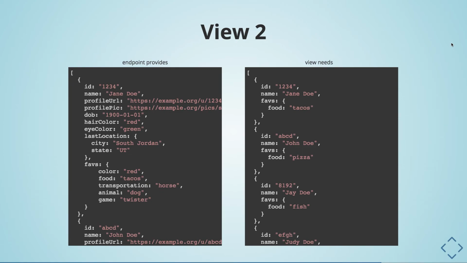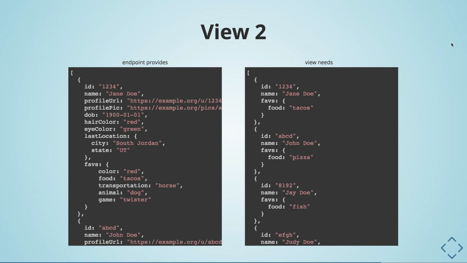Some awesome features that you may not be aware of. Let's suppose there's another view. This is view 2, and we need some of the same thing we asked for before. But this time we also need their favorite food. We're looking for someone to have tacos with, I guess, right? And so the endpoint's providing all that.